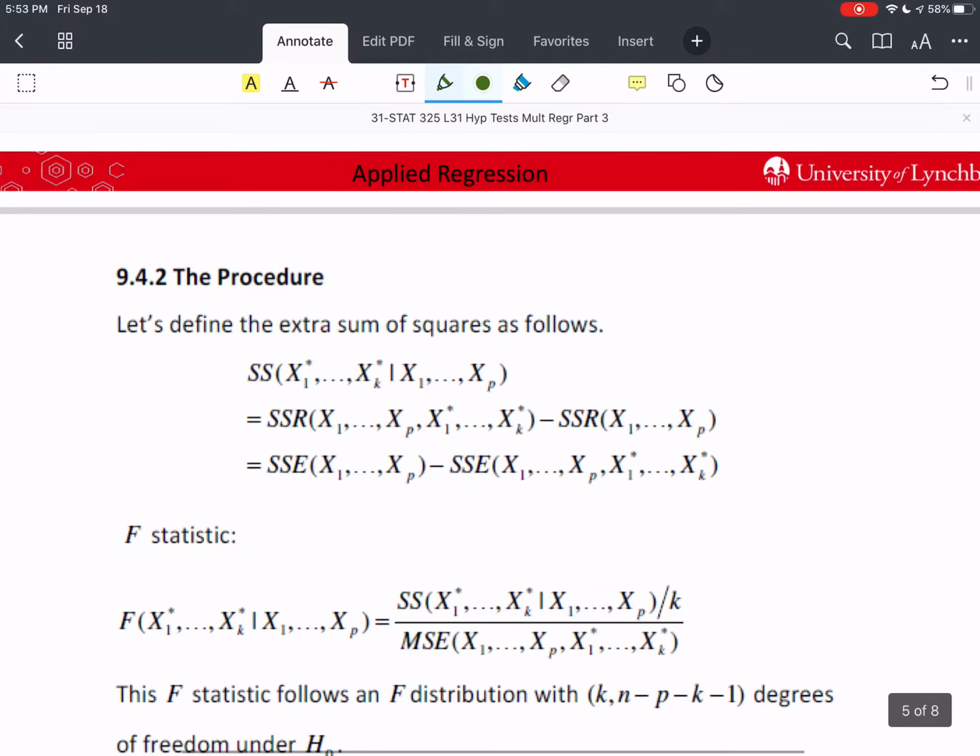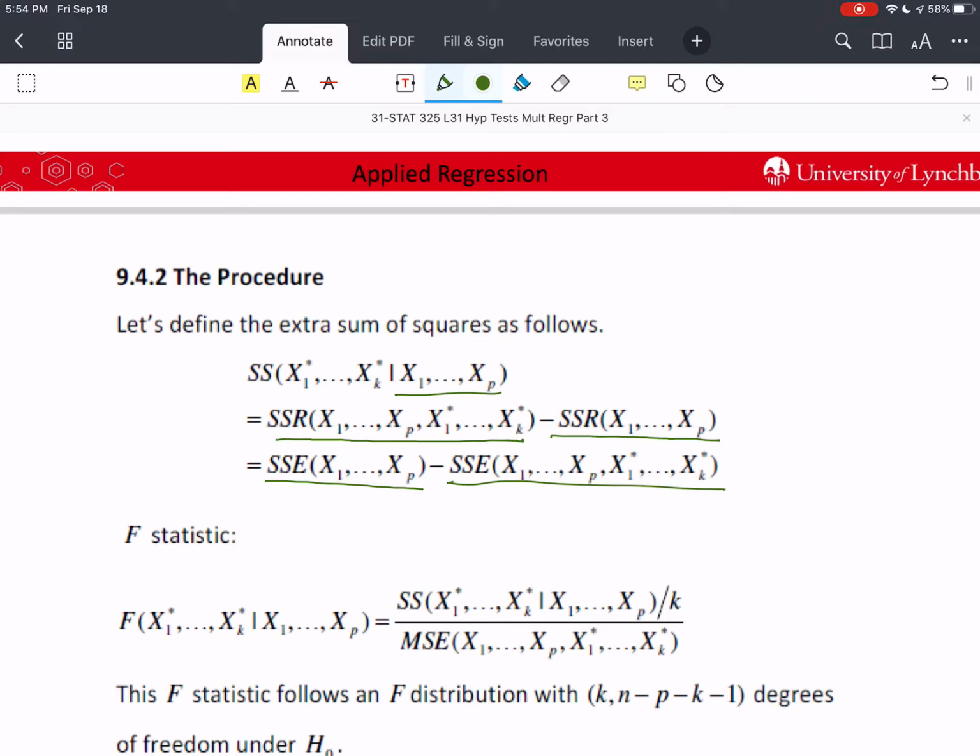So here's the procedure. We're going to define the extra sum of squares as follows. The sum of squares x1 star to xk star given x1 to xp is the sum of squares regression with all of them in there minus the sum of squares regression with only x1 to xp. And remember last time we talked about how this is different, how the sum of squares with x1 to xp is bigger because less variables are in the model. That makes the error bigger, minus the sum of squares error of all of them in the model.